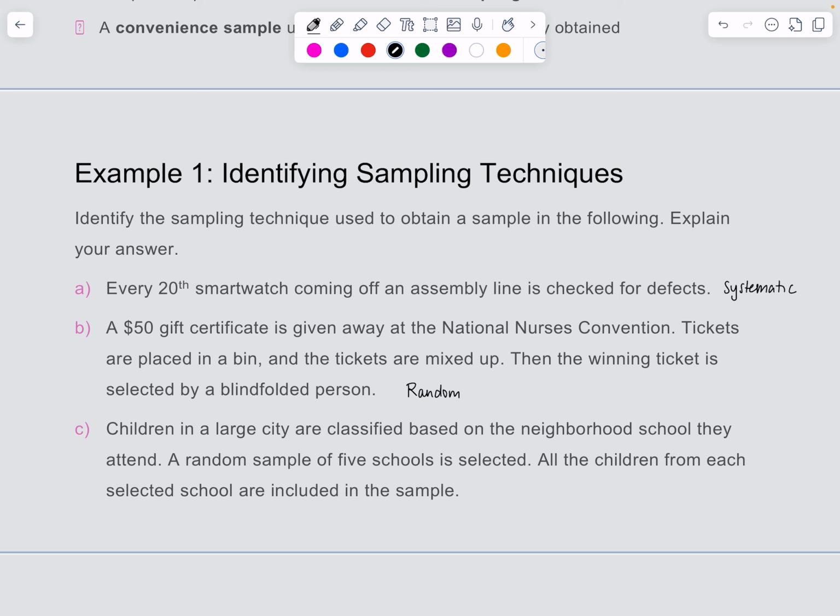Children in a large city are classified based on the neighborhood school they attend. A random sample of 5 schools is selected. All the children from each selected school are included in the sample. So with this one, they are classified based on the neighborhood school that they attend. So it's very geographic, right? They're going to a school based on where they live. And of that, they're choosing the schools. So because this is geographic, we're going to call it a cluster.